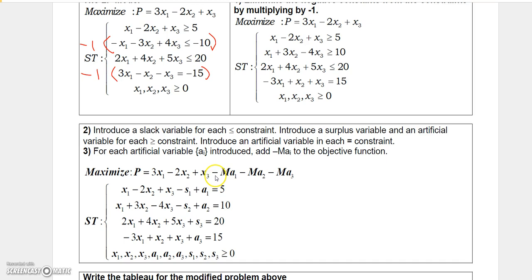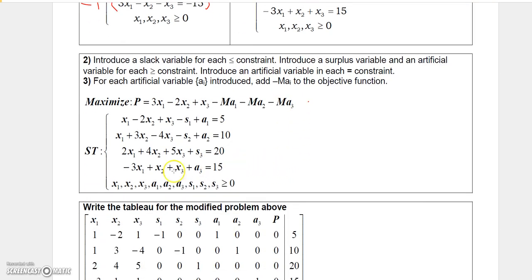So I'm going to have to introduce a minus m times a1, a minus m times a2, and a minus m times a3. And by the way, all of these variables that we're introducing are non-negative. Okay, so this is your modified problem. Now what can we do with that modified problem?